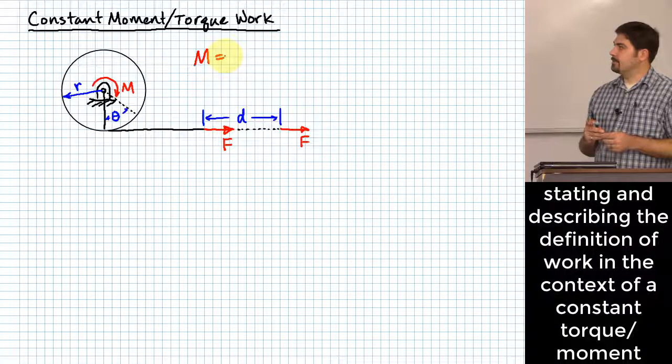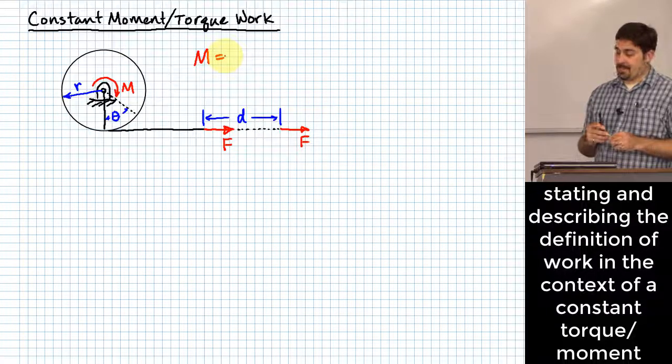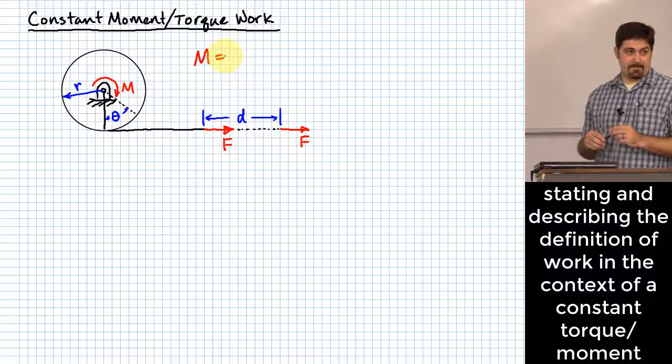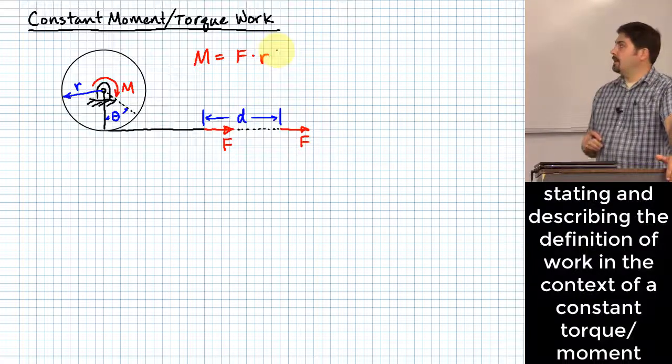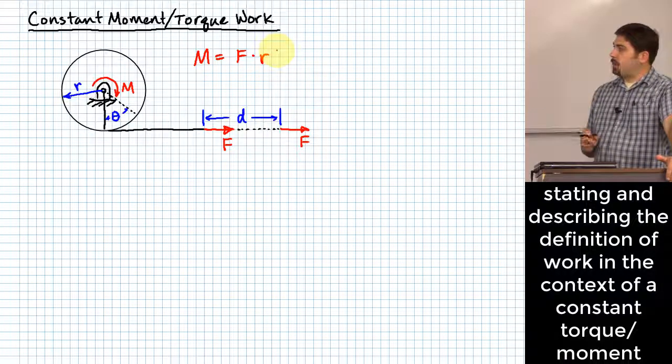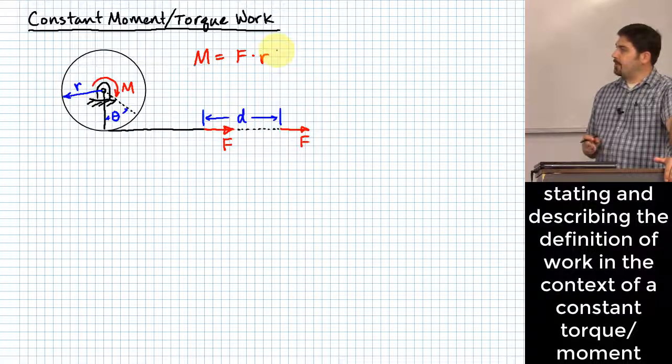Okay, and that's not a trick question. Just F times R equals M. So this is just F times R. Okay, so that's one thing. What about the little variable d there?